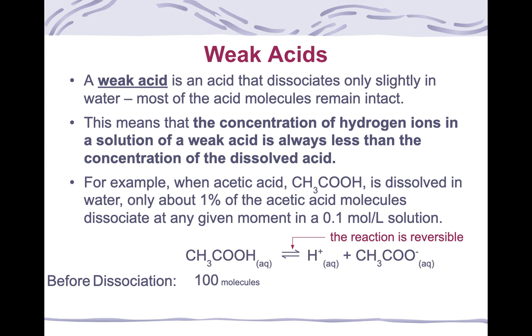Before dissociation, say you had 100 molecules of acetic acid. After dissociation, you would have 99 molecules, and then you'd have 1 hydrogen ion and 1 acetate ion. So only a small amount actually dissociate. In this 0.1 mole per liter solution of acetic acid, there's not going to be 0.1 mole per liter of hydrogen ions. There's going to be less than that.